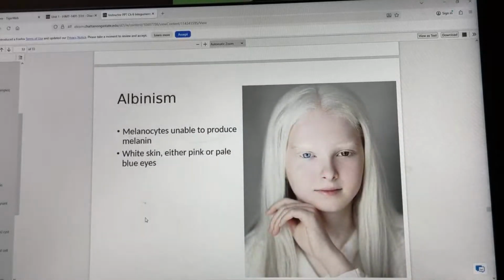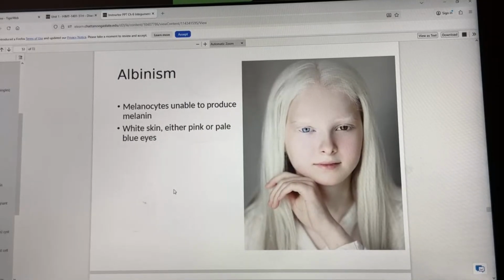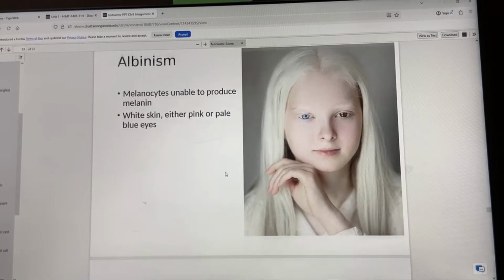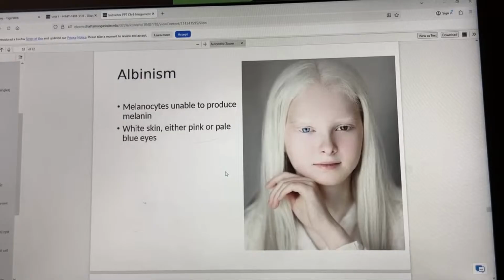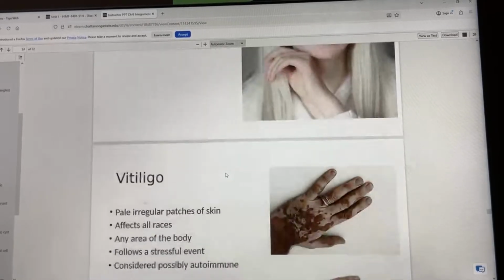You've probably heard of people that are albino. This is where they just don't have melanin at all. Their melanocytes just can't do it. So you have very, very pale skin and white hair. And for some reason they tend to have either blue or pink eyes. And sometimes you get one of each. It's very interesting looking. Not super common, but that's just what's happening, there's an inability to produce melanin of any kind.